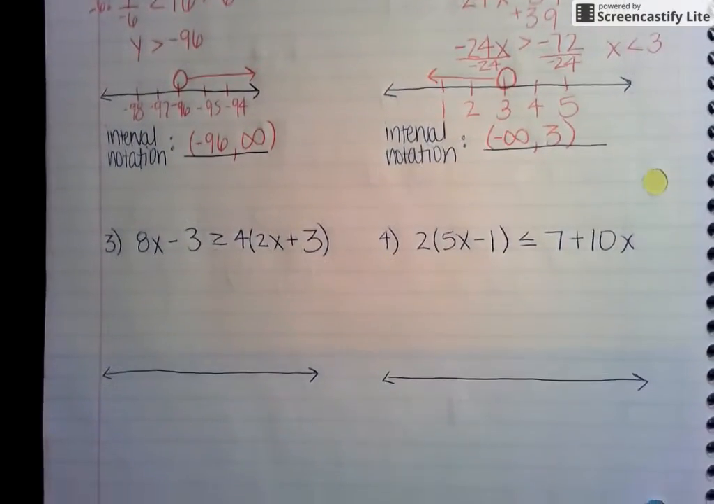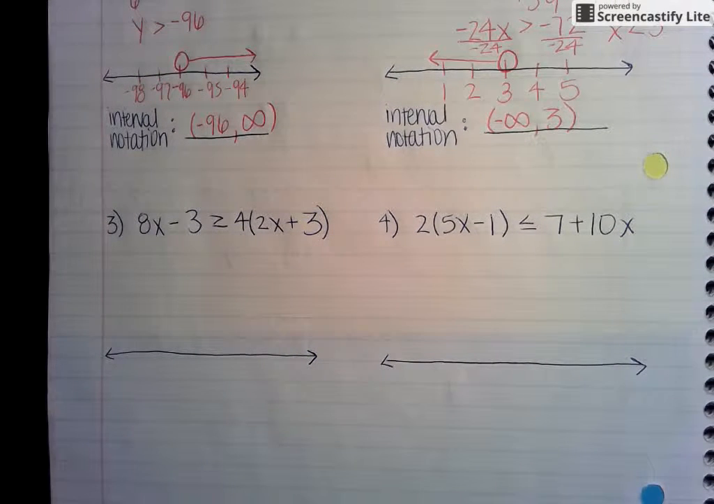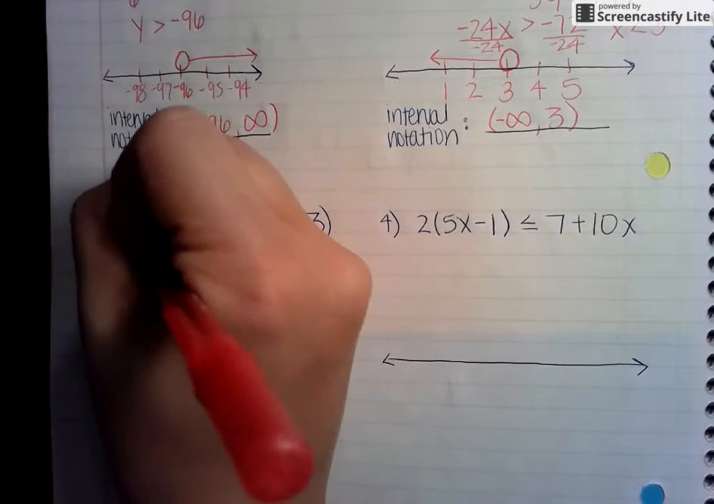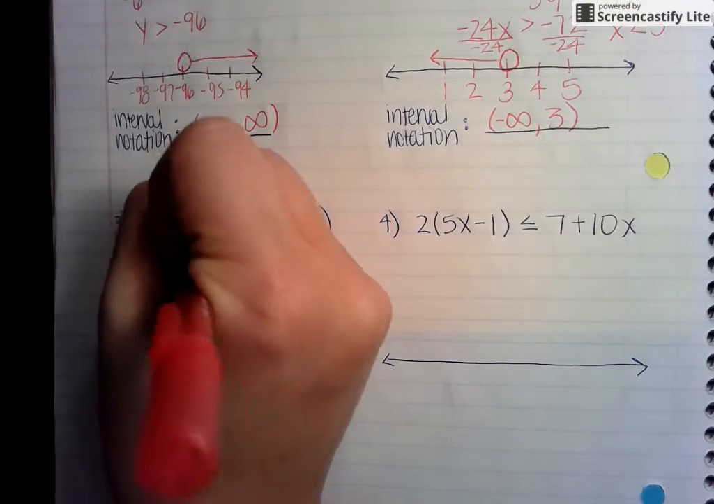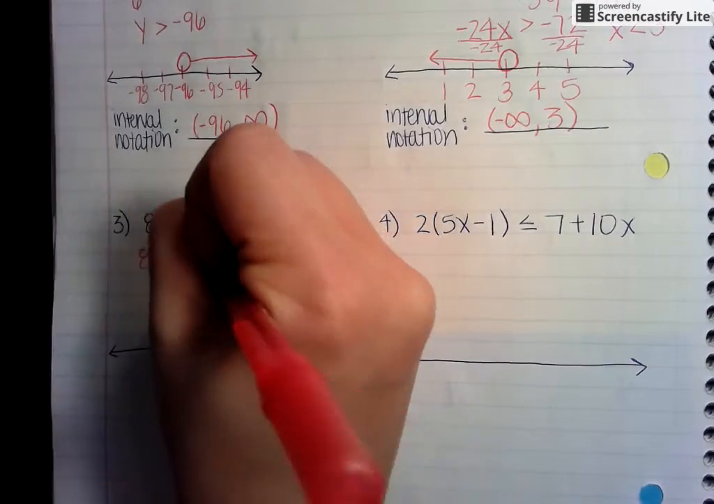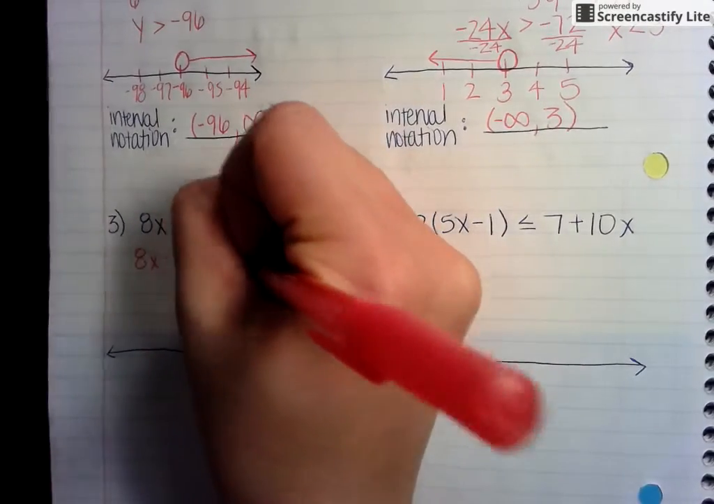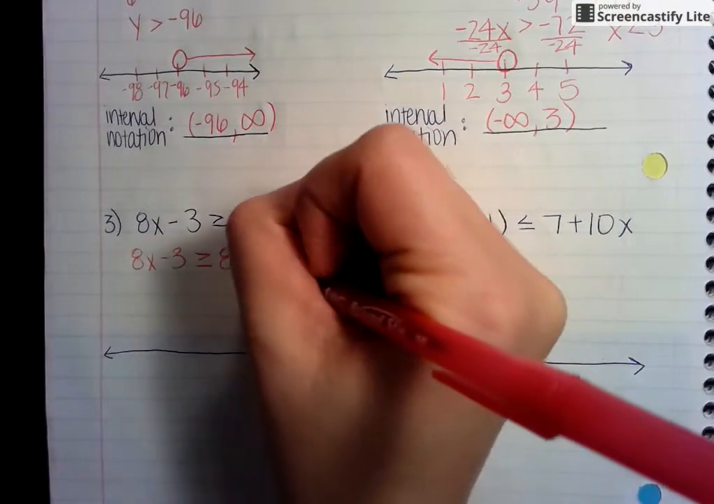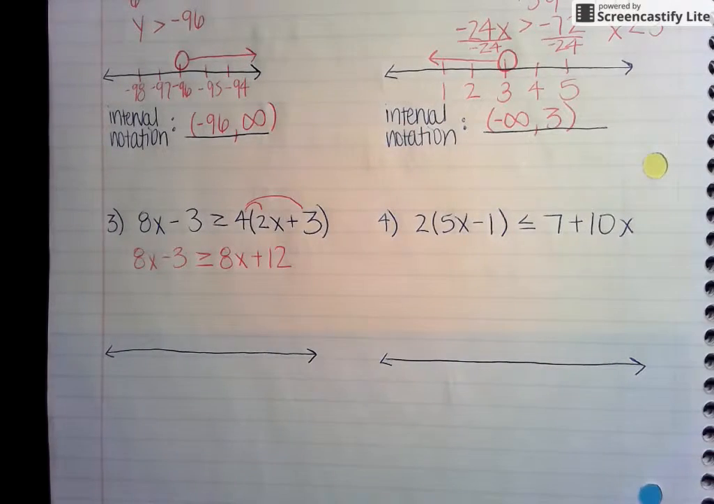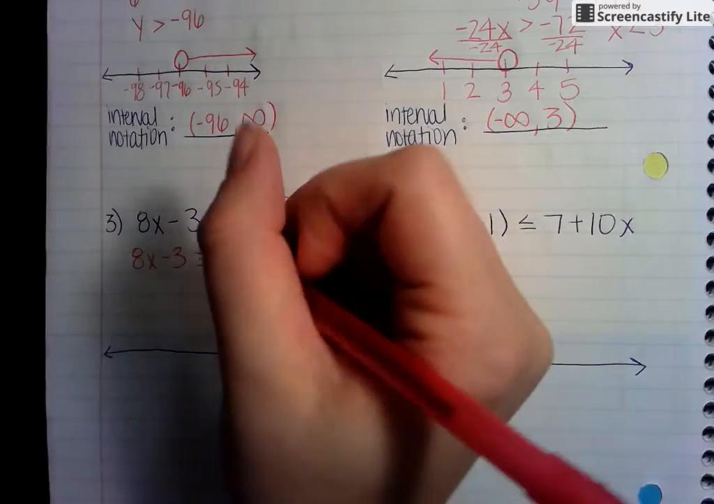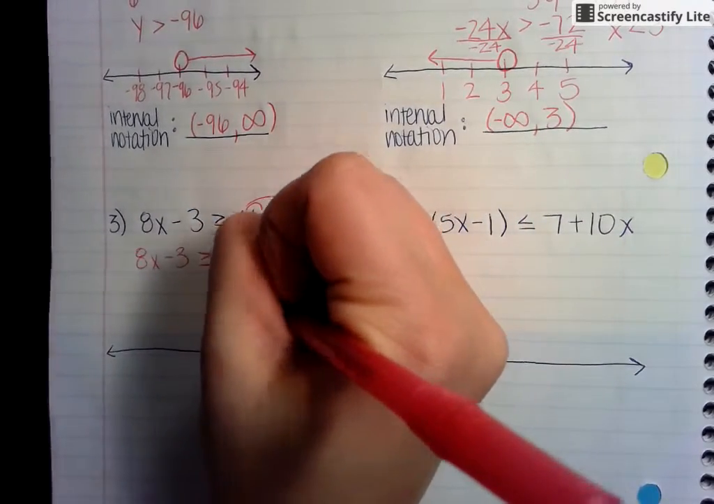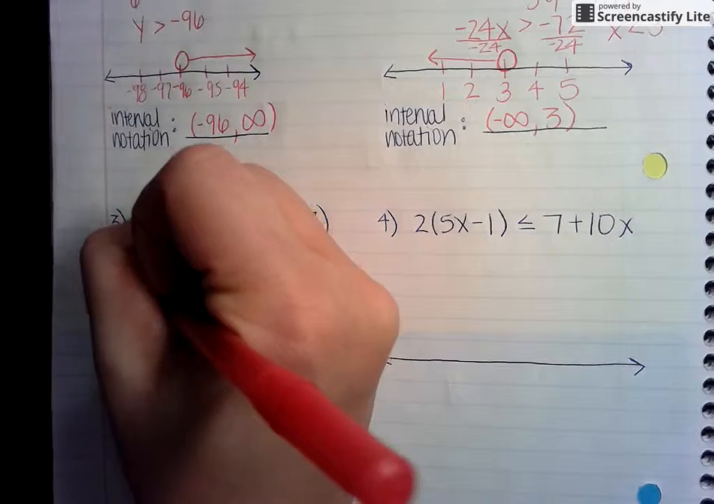We have two more examples. So we have number 3, which is 8x minus 3 is greater than or equal to 4 times 2x plus 3. So I'm going to rewrite 8x minus 3 is greater than or equal to. Now I'm going to take this 4 and distribute it. So I have an 8x plus 12. Now with these, I always want to make sure I move the variable first. So in this case, I'm going to move the 8x. So I'm going to subtract 8x on both sides.